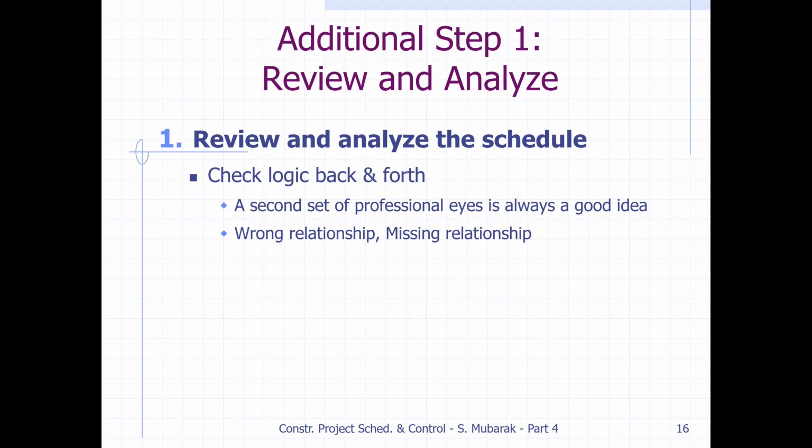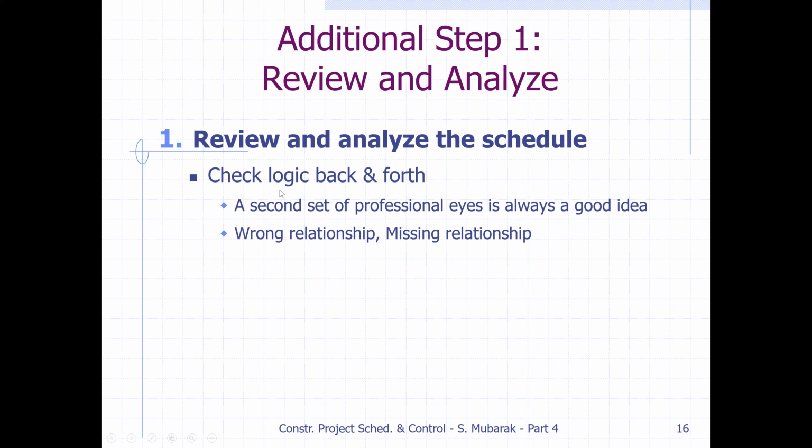So what are the additional steps? We discussed 4 steps. Now we are going to see the additional steps. Number 1 is review and analyze the schedule. Some people call it step number 5, but for the additional steps we are going to put numbering separately. So there are 4 compulsory steps that we have discussed before, and now 4 additional steps. Okay. So the first additional step is review and analyze the schedule.